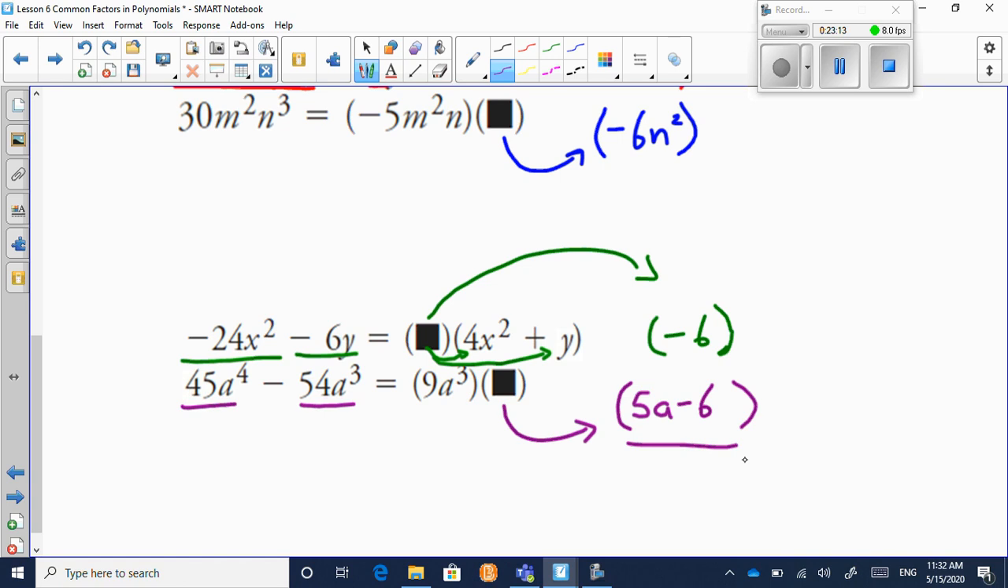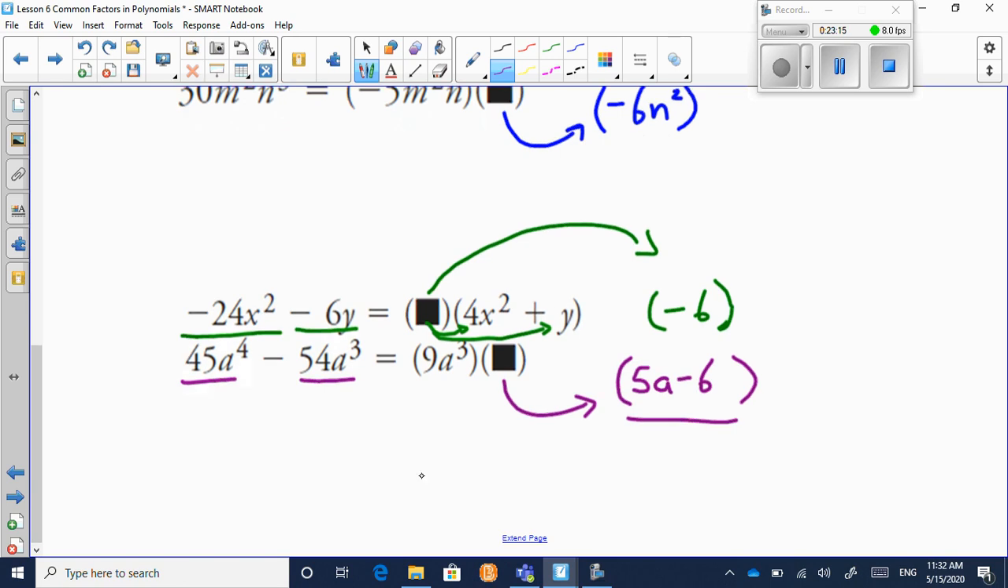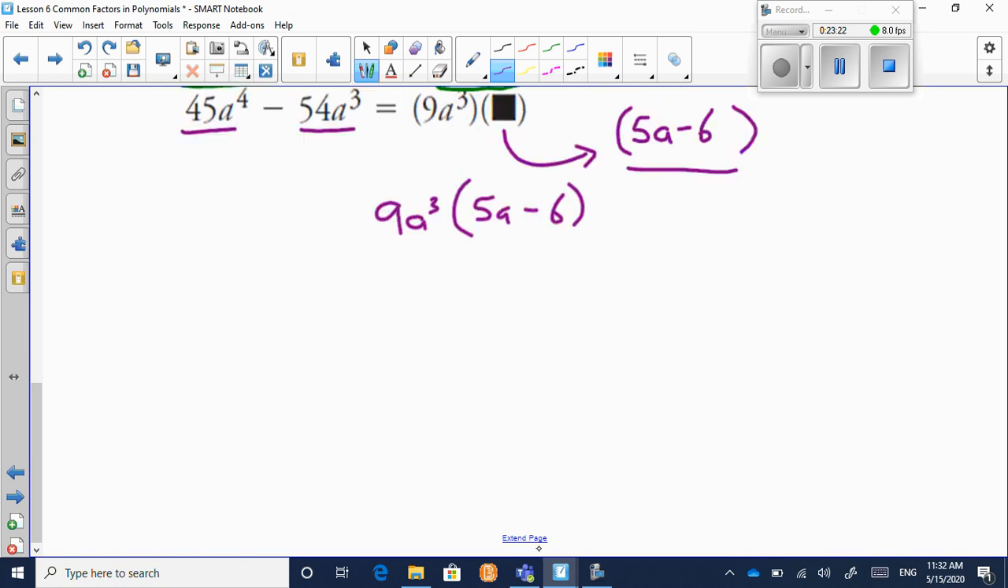And if you want to double check it, look at this. You can just come down here and try expanding it. I'll go 9a cubed times 5a minus 6. Well, let's try expanding that. If I multiply this times this in the distributive property, you multiply it by the first term. 5 times 9 is 45. And then a cubed times a is a to the 4th. And then 9 times negative 6 is negative 54, and then the a cubed just comes along. There you go. So it does work out.